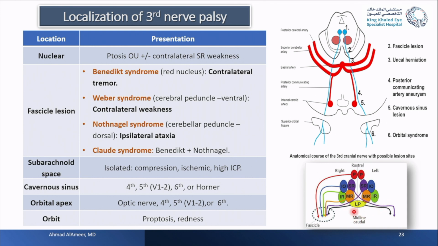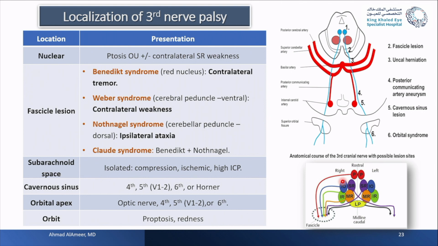Sometimes if the patient has a nuclear lesion, the patient is going to have contralateral superior rectus weakness. Why is that? Because the superior rectus nucleus is located contralaterally. So if you see bilateral ptosis or a contralateral superior rectus weakness in a patient with third nerve palsy, this localizes to the nucleus. So when you order the MRI, tell the radiologist, please look at the midbrain.